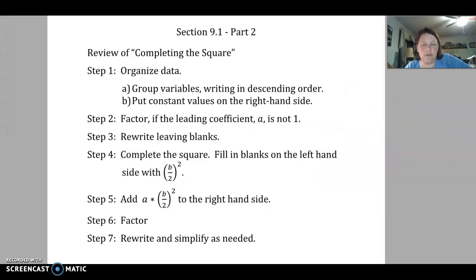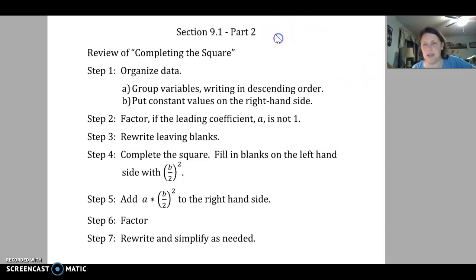Alright, we are going to be going over section 9.1, part 2 today. And this is going to be a quick review of completing the square. Maybe I shouldn't say quick, pretty drawn out. I wrote all of the steps. We're going to go through an example. I'm also going to put an example up here on the side as we go.